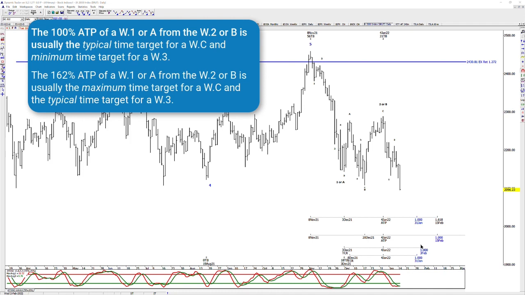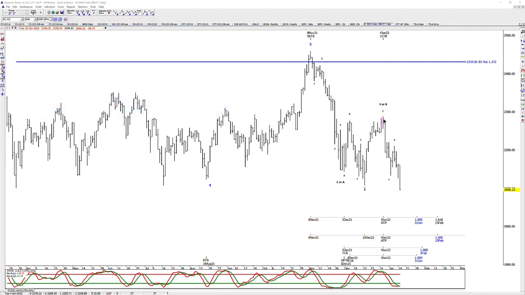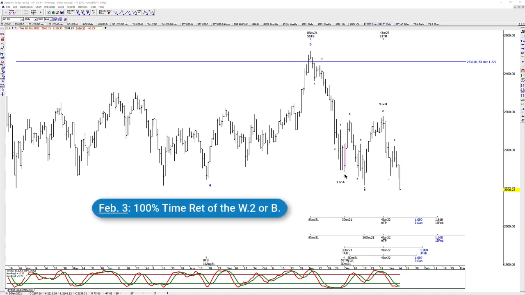Let's move down here. How about at the February 3rd? That's just the 100% time retracement. And basically, it's the 21-day count from the last high, because we were looking at, well, this was 18 days. This was 21 days. Those are pretty close. Maybe around every 18, 19 days, we're going to be looking at a reversal. So let's put that in.